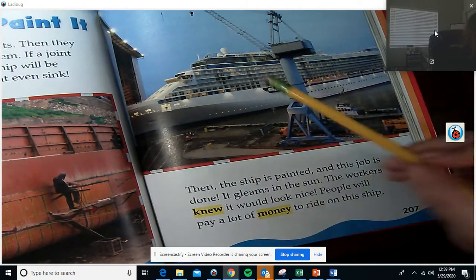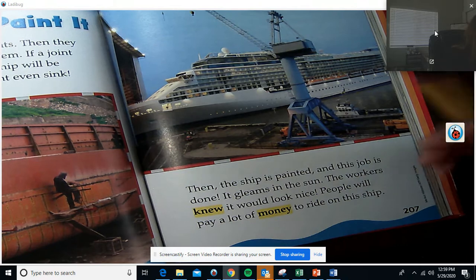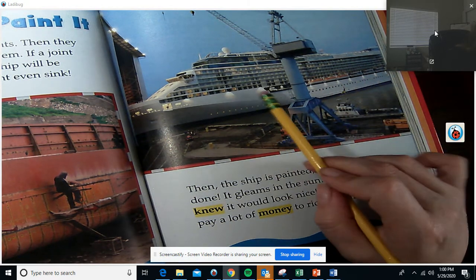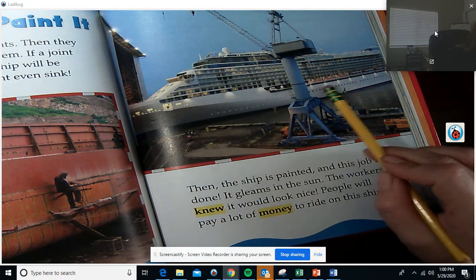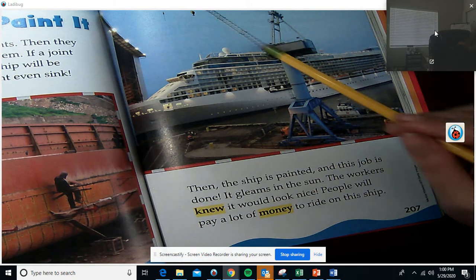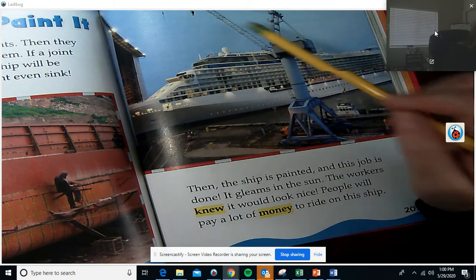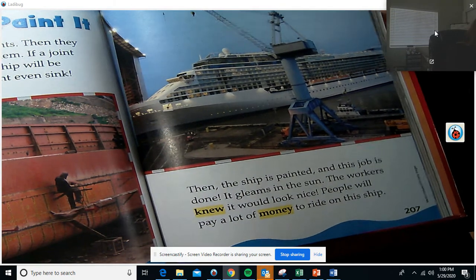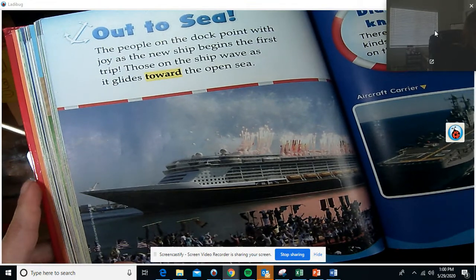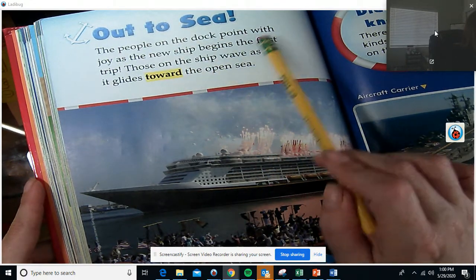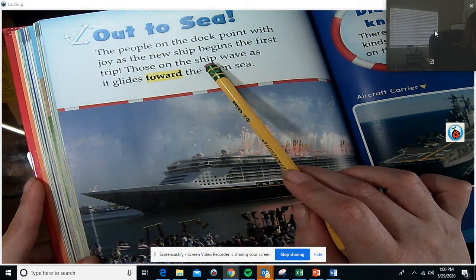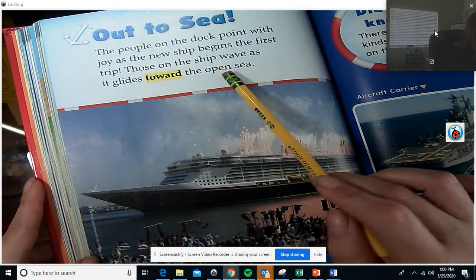Look at all that. All these little windows are rooms where people get to stay. And then you have little lifeboats here. All the pieces of steel that they melted and formed are here. And look at the crane that's used to carry the big pieces. Out to sea. The people on the dock point with joy as the new ship begins the first trip. Those on the ship wave as it guides toward the open sea.